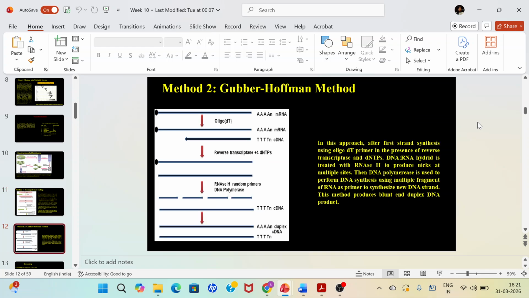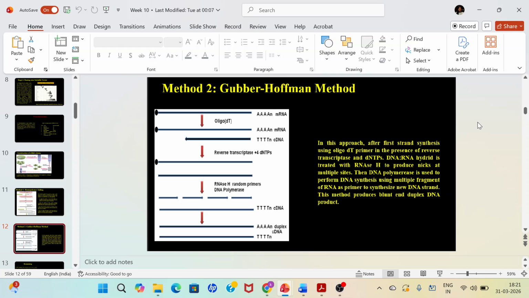Okay, next is the Gubler-Hoffman method. In this method, after first strand synthesis using oligo-DT primers in the presence of reverse transcriptase and dNTPs, the DNA-RNA hybrid is treated with RNase H to produce nicks at multiple sites. Then DNA polymerase is used to perform DNA synthesis using multiple fragments of RNA as primers. So here we have used the RNA after formation of the single strand of this DNA from these oligo DT primers.